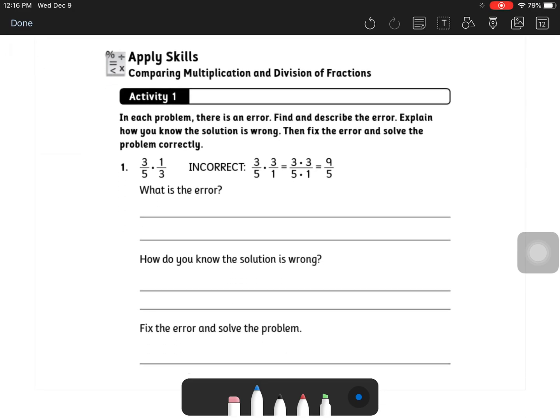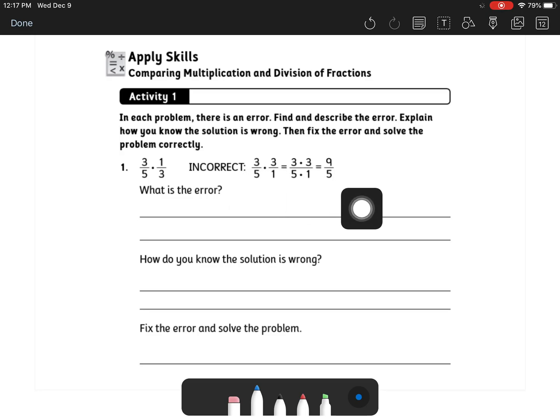All right, in the applied skills portion of the notes here, it says in activity 1, in each problem there is an error. Find and describe the error. Explain how you know the solution is wrong, then fix the error and solve the problem correctly. Okay, so they're telling us in this problem it's incorrect to write 3/5 times 1/3 as 3/5 times 3/1.